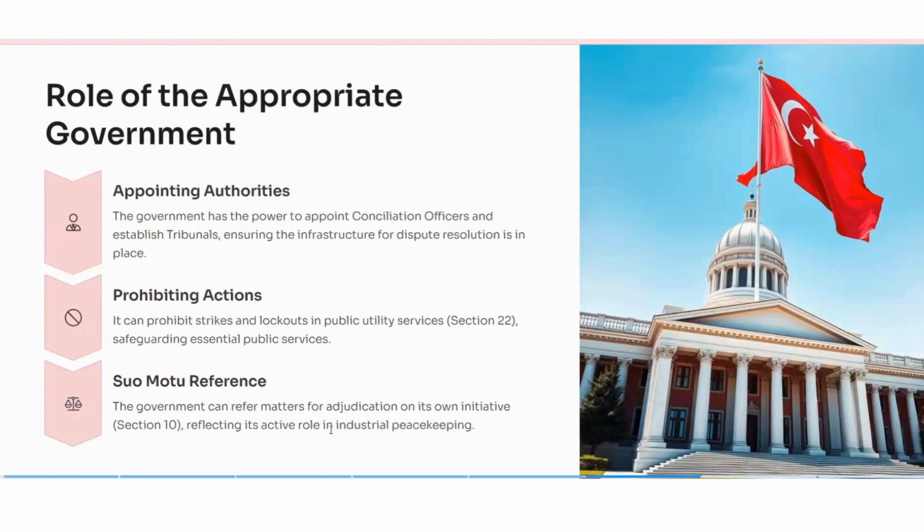Now coming to the role of appropriate government. Appointing authority: the government has power to appoint conciliation officers and establish tribunals, ensuring the infrastructure for dispute resolution is in place. Prohibiting actions: it can prohibit strikes, lockouts in public utility services under Section 22, safeguarding essential public services. Suo motu reference: the government can refer matters for adjudication on its own initiative under Section 10, reflecting its active role in industrial peacekeeping.